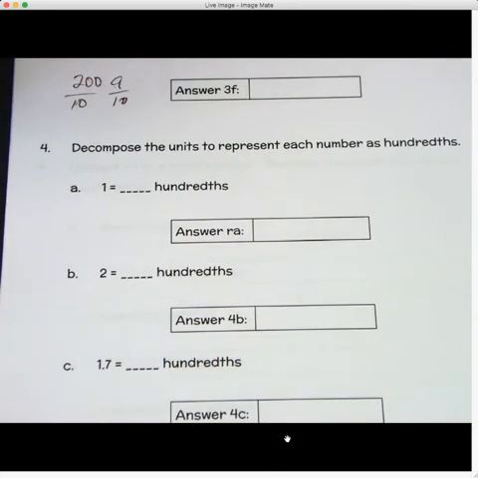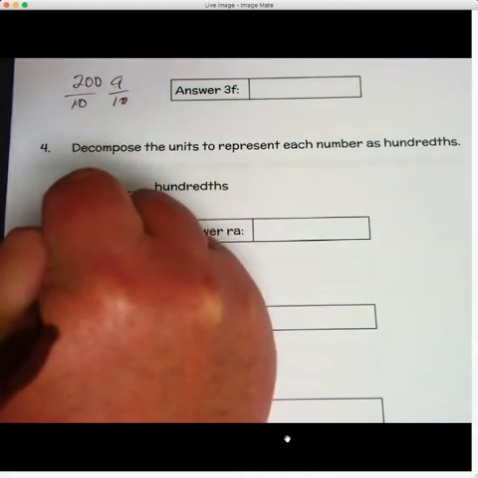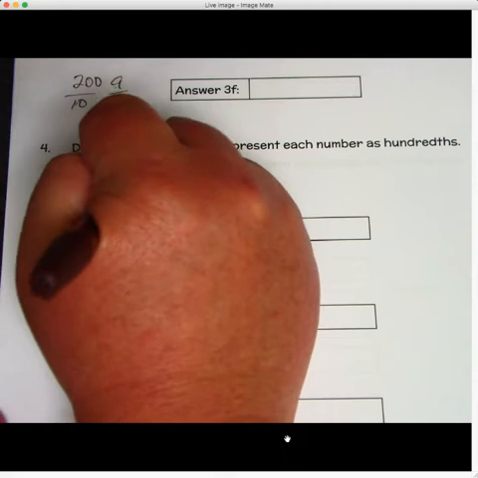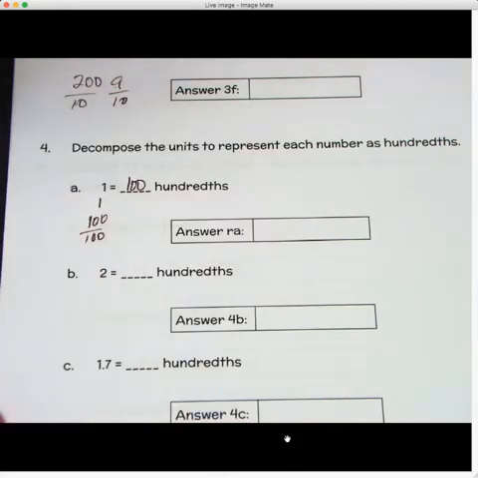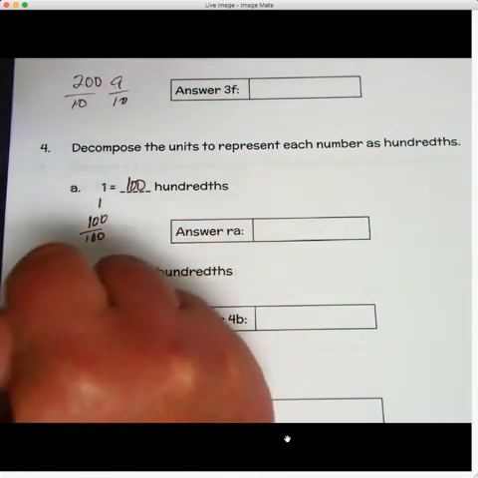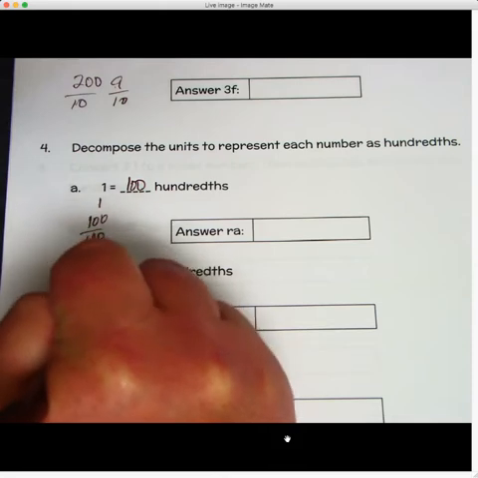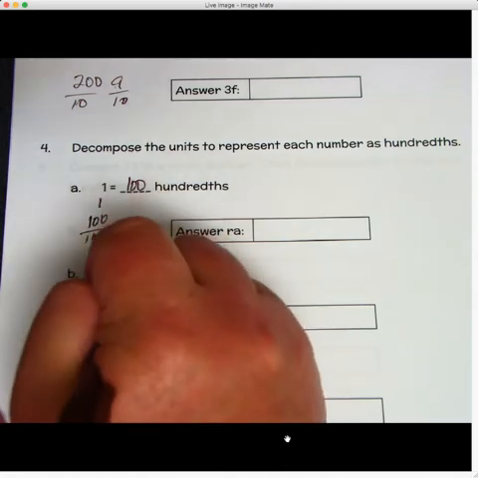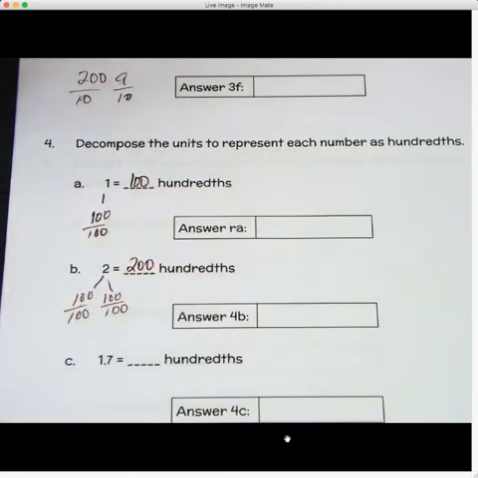Number 4, decompose them to represent them as hundredths. So this time we're going to do the exact same thing, but we're not going to make tenths. We're going to make hundredths. So if I want to make 1, then how many hundredths do I have to have? I have to have 100 hundredths. Same number on top and bottom equals 1, right? So 1 is 100 hundredths. 2. How much is 2? Well, then I'm going to have 100 hundredths and 100 hundredths. There's 1, there's 2. 100 plus 100 is 200. So 2 is 200 hundredths.